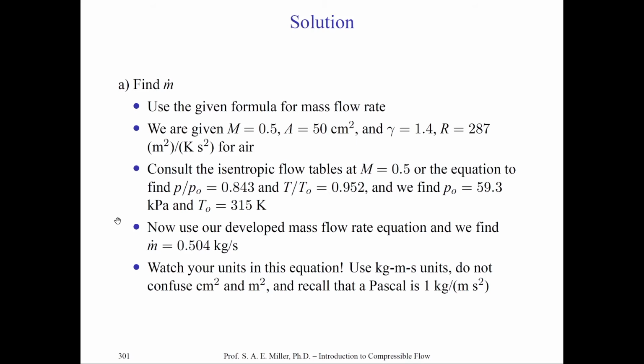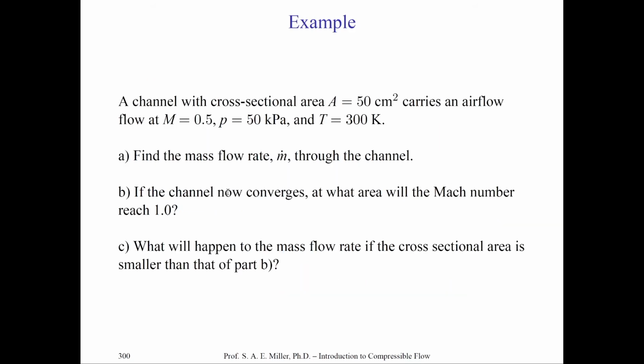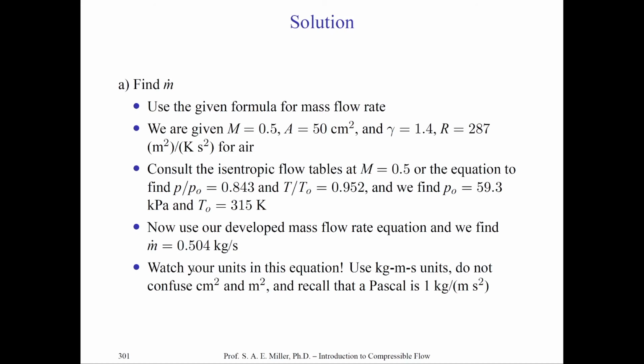Now we know our mass flow rate from our mass flow equation and our P naught and T naught values, and we know A, and so we can use these values along with gamma to find a mass flow rate at the particular condition A of 50 centimeters squared, which will remain constant as long as we don't change the throat area. You'll find m dot is 0.504 kilograms per second.